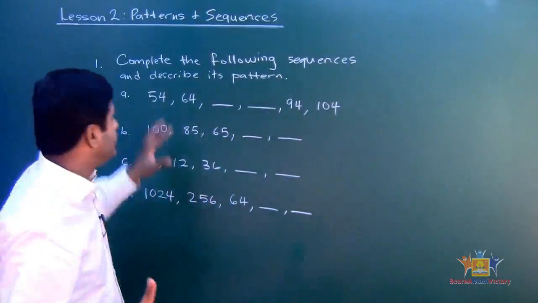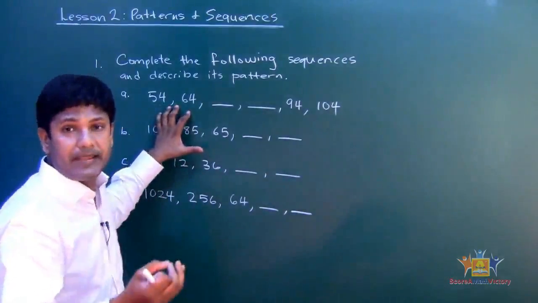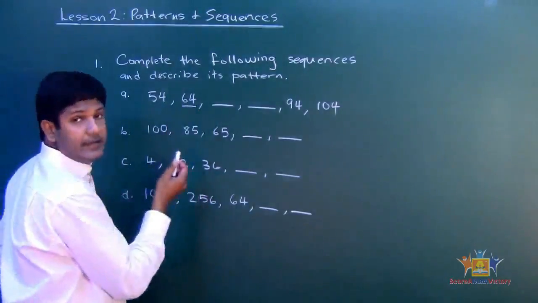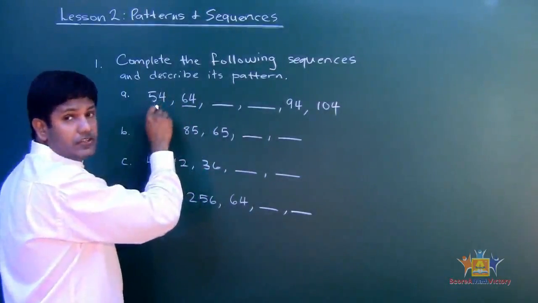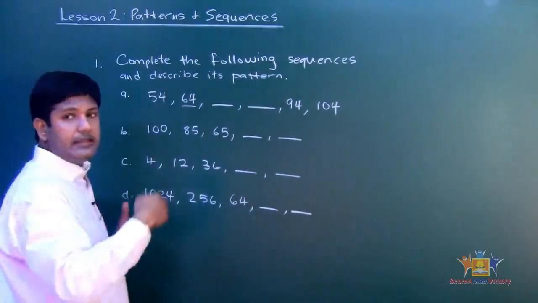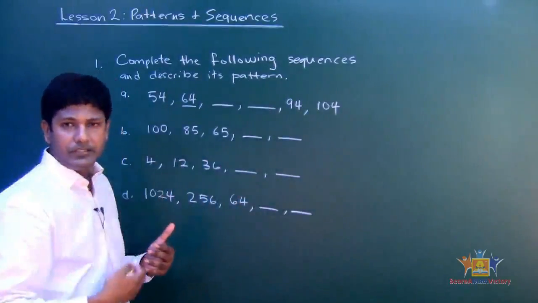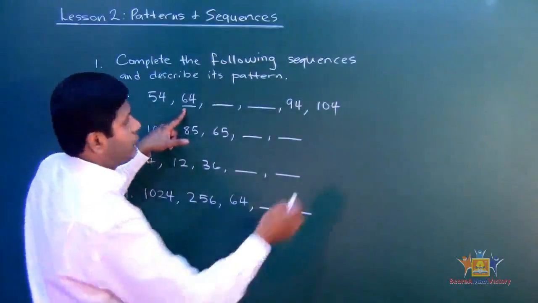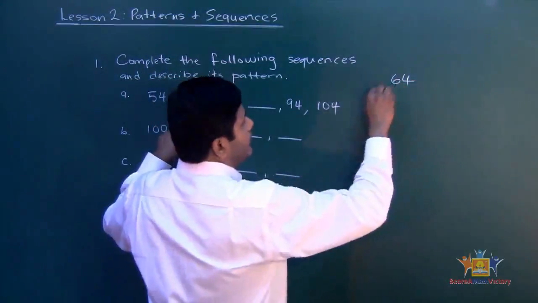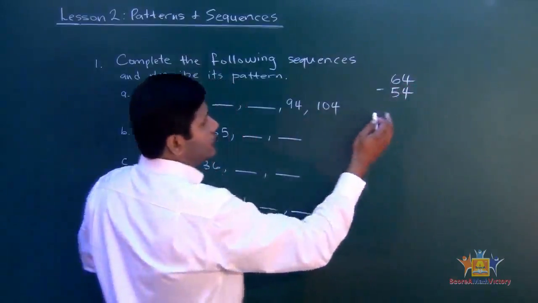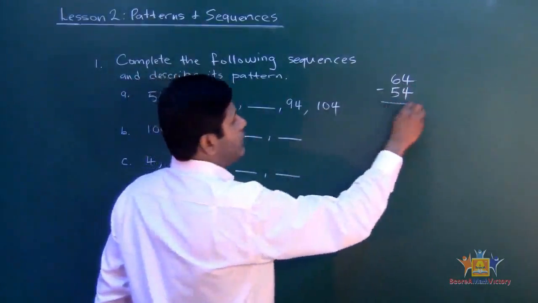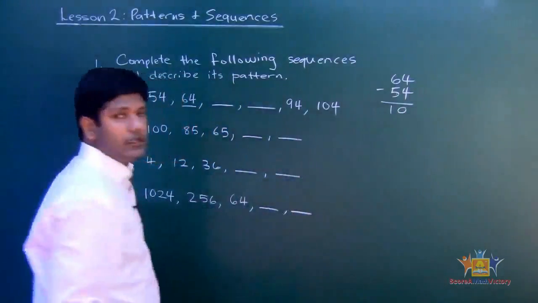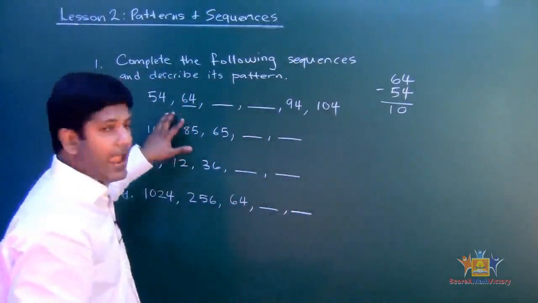How do we tell that this one is an addition, and what is the pattern? What you do is always take the second number and subtract the first number. Always the number after, subtracted by the number before, the one next to it. So let's say 64, I'm going to subtract 54 from it. 4 minus 4 is 0. 6 minus 5 is 1. That gives me 10. So I can say this is adding 10.